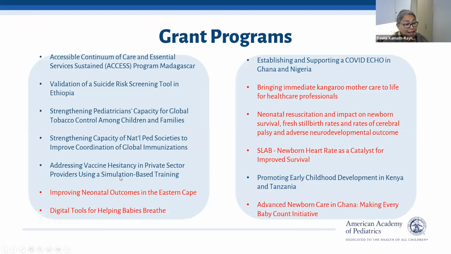It's also, I think, interesting to people to know that the AAP also applies for grants and does programmatic work. And so you can see a snapshot here of some of the work and topic areas that we cover. In blue are the topics that are covered by our global child and adolescent team. They have specific interest areas in mental health, immunizations and vaccine hesitancy, tobacco control, and early child development.